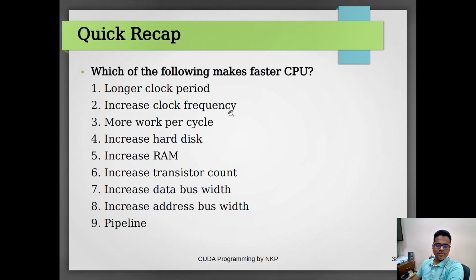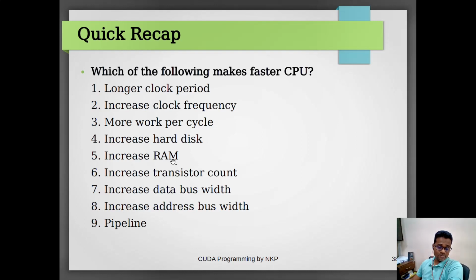By increasing the clock frequency, obviously we can increase the performance of the CPU. So the second option is correct. More work per cycle, again somehow it is related to pipelining. So if we can perform more work per cycle, definitely the CPU will be faster. The fourth option is increasing the hard disk size. Obviously it has nothing to do with your processor speed, because processor speed is determined by the clock frequency. So even if you increase the hard disk size, it won't affect the speed at which the CPU can perform the task. Same with the RAM.